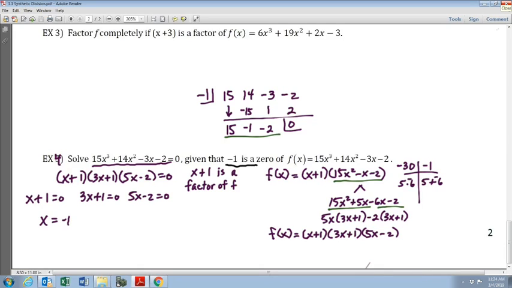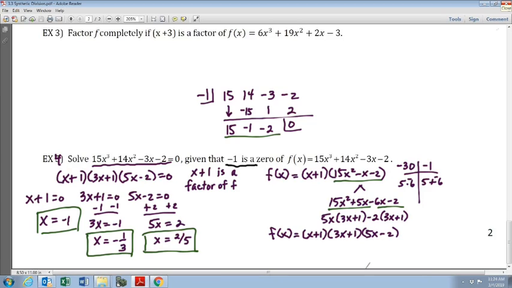Of course, we knew negative 1 was a 0. And here, if we subtract 1 and then divide by 3, we'll get negative 1/3. And the last one there, we're going to add 2 to both sides. And then divide by 5, and we get 2/5. So those are the three solutions to this equation.